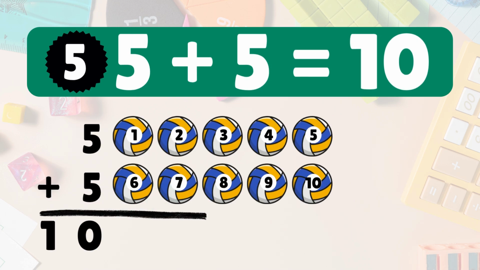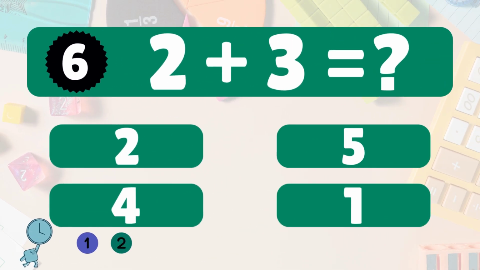5 plus 5 equals 10. Count it loud. 1, 2, 3, 4, 5, 6, 7, 8, 9, 10. Let's go. 5 plus 5 equals 10. Woohoo. First one, 2 plus 3 equals what?